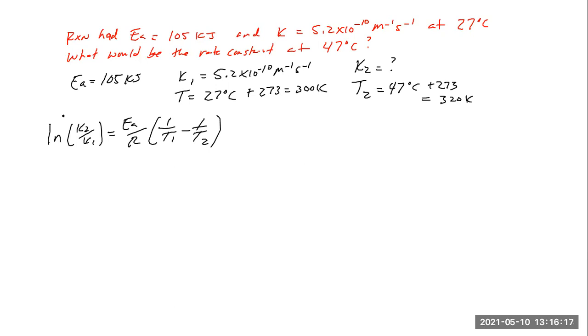Now, we've got pretty much everything else we need except for K2. So we could plug these in. This would be the natural log of K2, which is what we're looking for. Our K1 being the 5.2 times 10 to the minus 10. It's a big thing for units there. E A is 105. Here, like I did in previous chapters, I'm going to multiply that by 1,000.